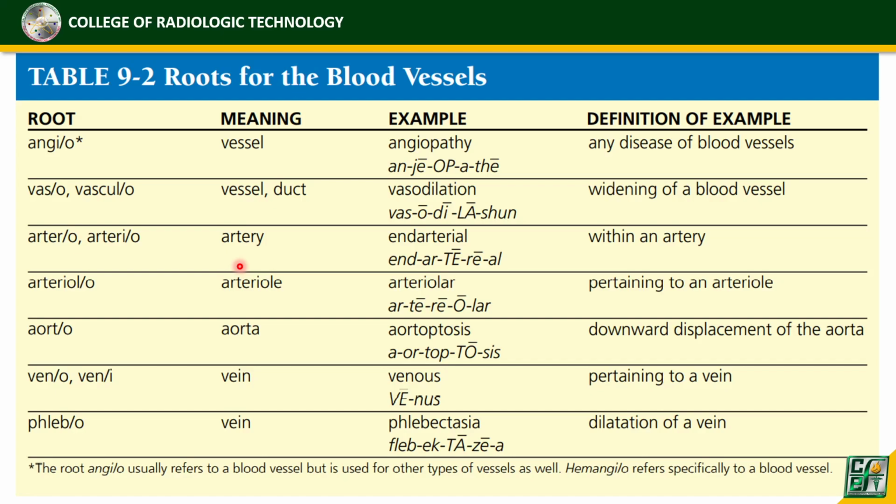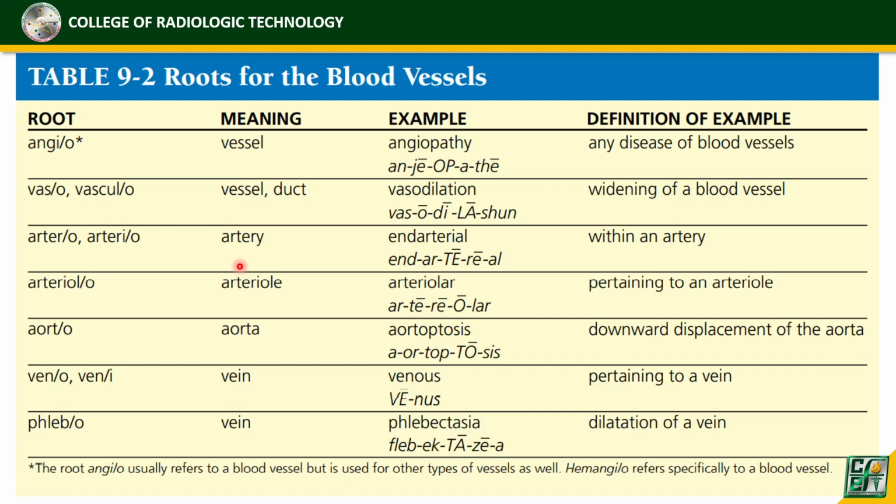So next we have roots for the blood vessels. We have angio. Okay, when we say angio, vessel ang meaning. So angiopathy, any disease of the blood vessels. Then we have vaso or vasculo, also meaning vessel or duct. So vasodilation, meaning widening of a blood vessel. Next is artero or arterio, which means artery.